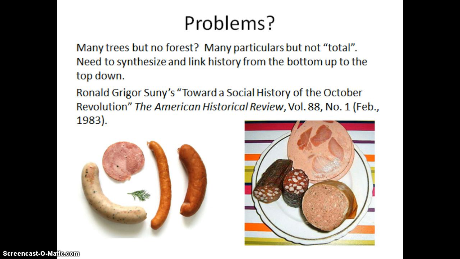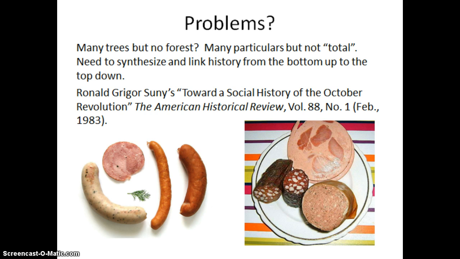And in your materials, there is an article by Ronald Grigor Suny, Toward a Social History of the October Revolution, which is an old article, 1983, but it's a really excellent look at the differences between political history and social history. I urge you to look at this to really get an understanding of how they work, the kinds of questions they ask, and also possible ways that there might be a synthesis.